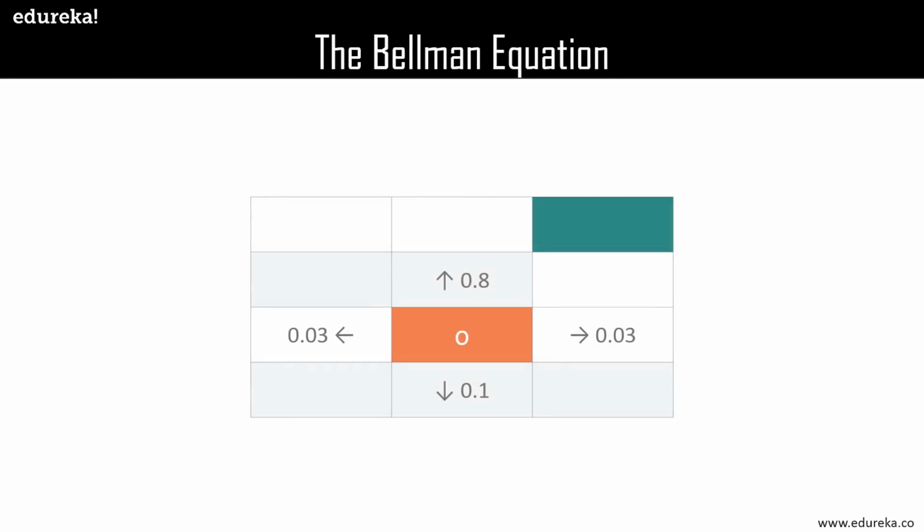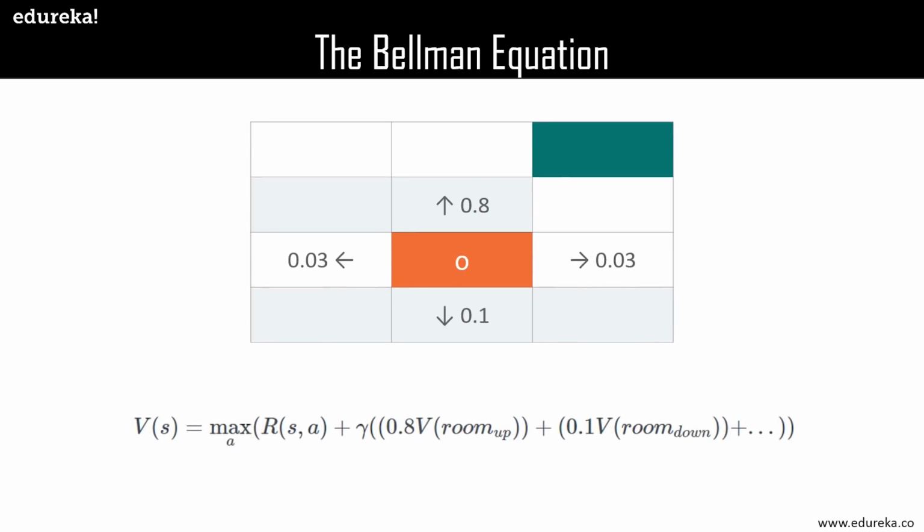Now let's take a look at this example here. When we associate the probabilities to each of these turns, we essentially mean that there is an 80% chance that the robot will take the upper turn. Now, if we put all the required values in our equation, we get V of S is equal to the maximum of R of S comma A plus gamma of 0.8 into V of room up plus 0.1 into V of room down, 0.03 into V of room left plus 0.03 into V of room right.